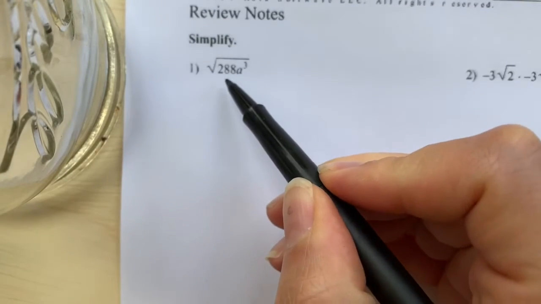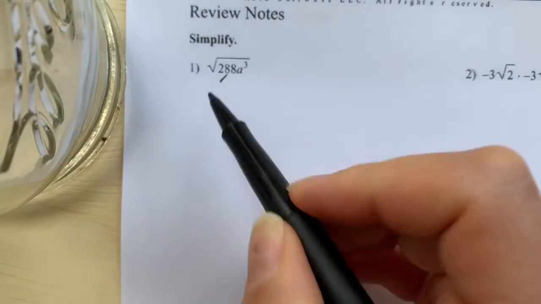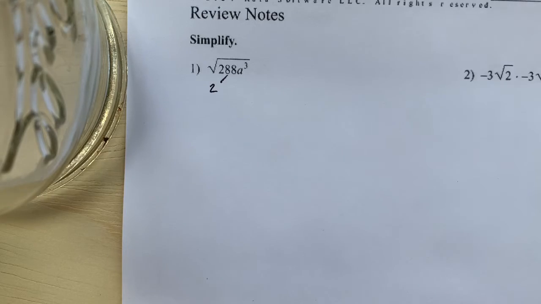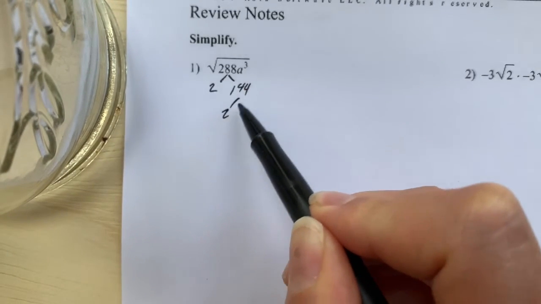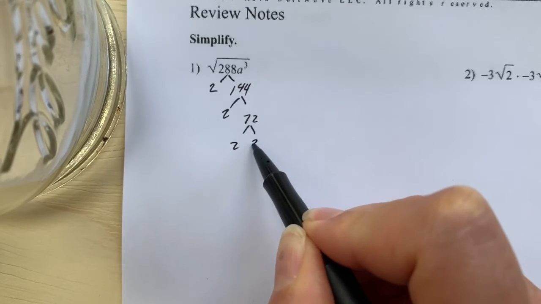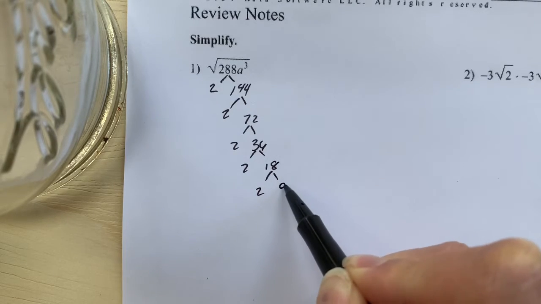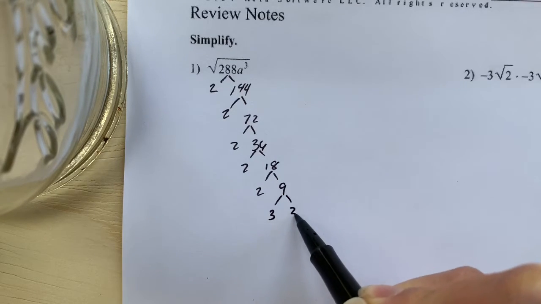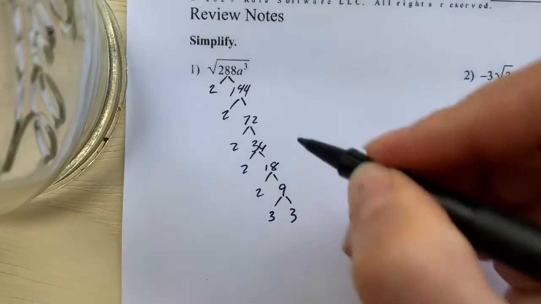So the first thing that we look for is always to simplify. So we're going to break this down. 288 is an even number. So when I divide it by 2, I get 144, then 2, and 72, 2, and 36, 2, 18, 2, 9, 3, and 3. The other thing that I need to do is I need to write out my 3 a's.